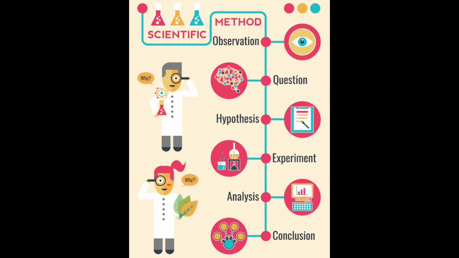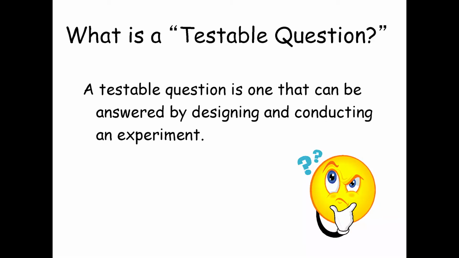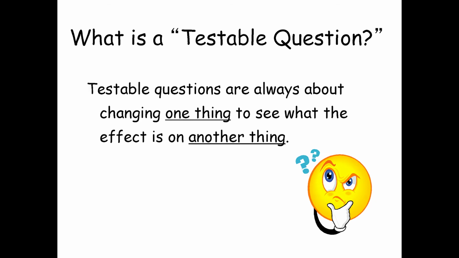Step 1 in the scientific method is observation. Typically, a scientist may observe a pattern or notice something and become curious about it. Based on this observation, the scientist may form a question. The question needs to be a testable question. We learned that a testable question is one that can be answered by conducting an experiment. Testable questions are always about changing one thing to see what the effect is on another thing.